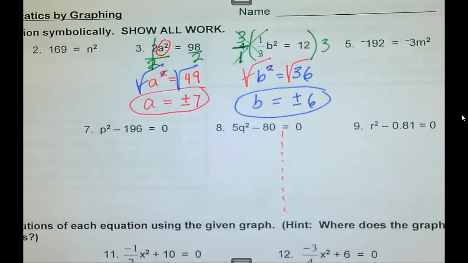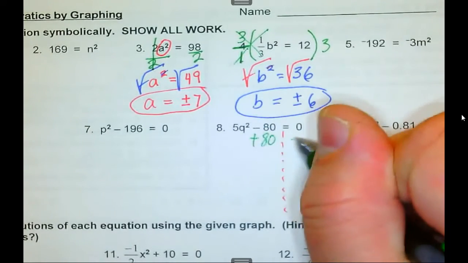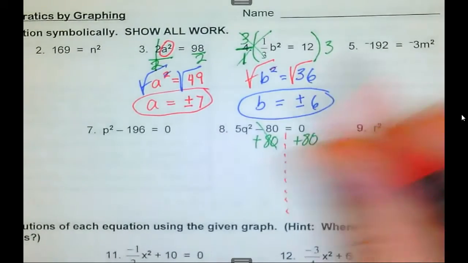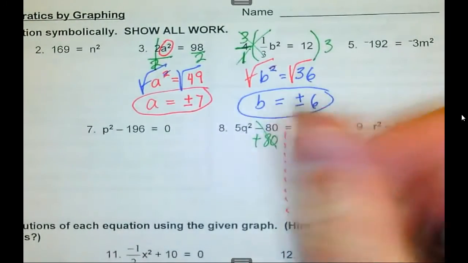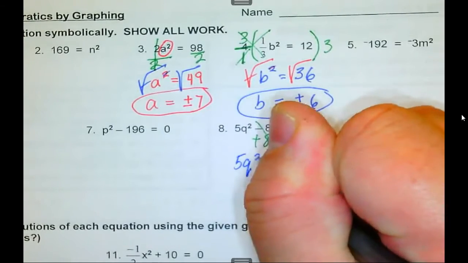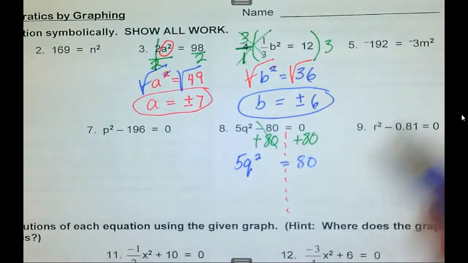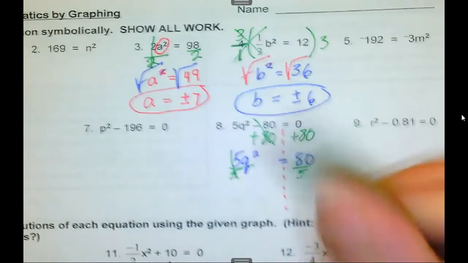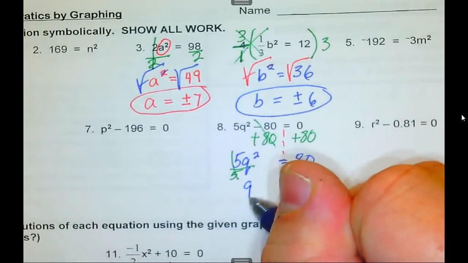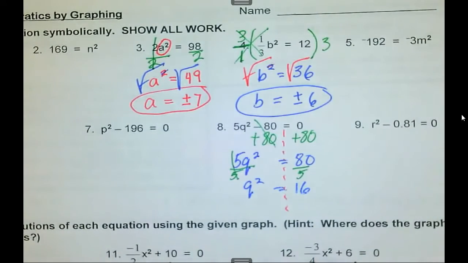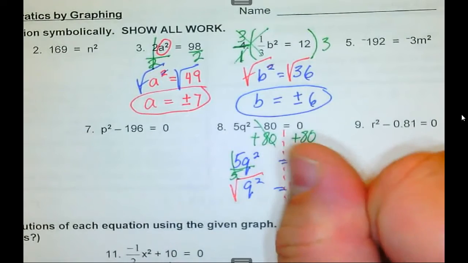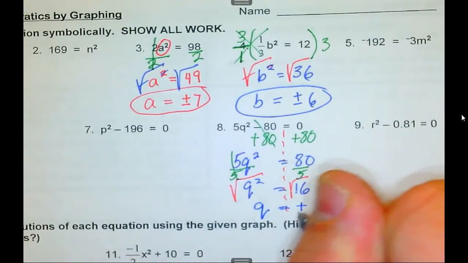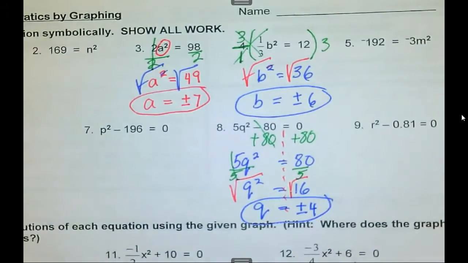All right, number 8. I'm going to add 80 to both sides. I get 5q squared equals 80. Divide both sides by 5. Wonderful. I get q squared equals 16. Square root both sides. I get q equals plus or minus 4. Lovely.